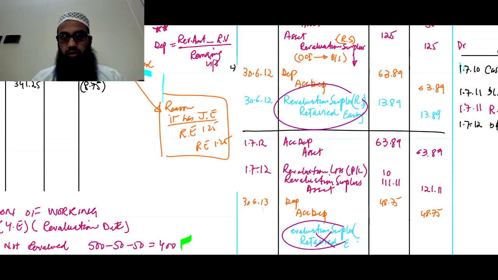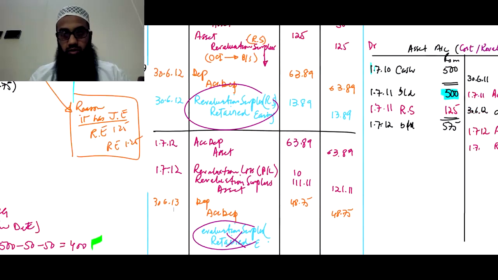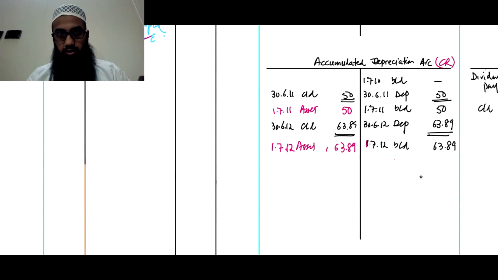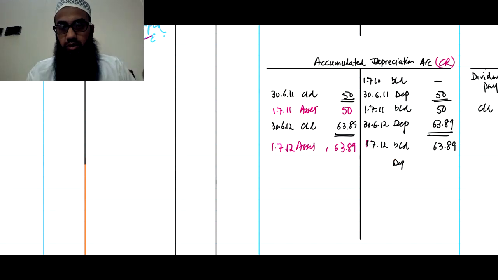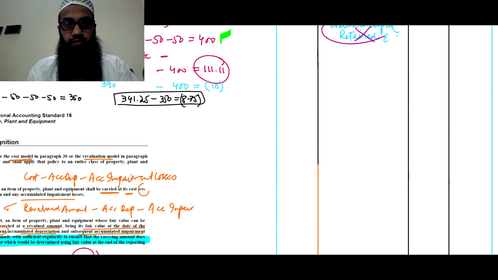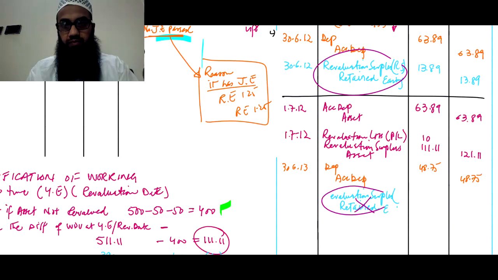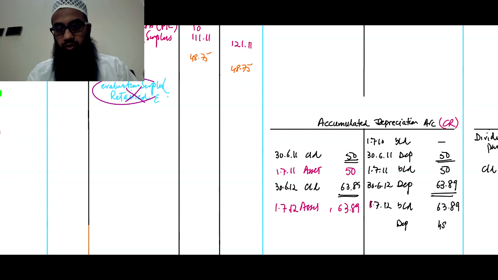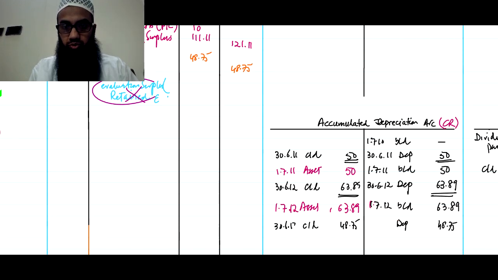30th June 2013. Our third year is complete. We post the depreciation entry in the ledgers. We find the closing balance of the asset. Depreciation debit. The depreciation entry is 48.75, so CD is also 48.75 on 30th June 2013.